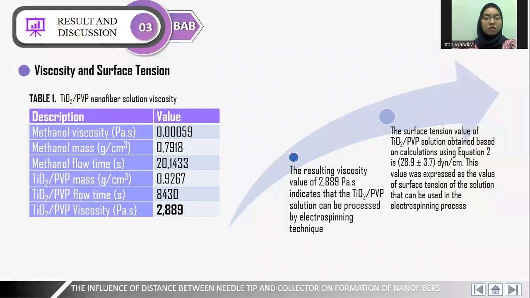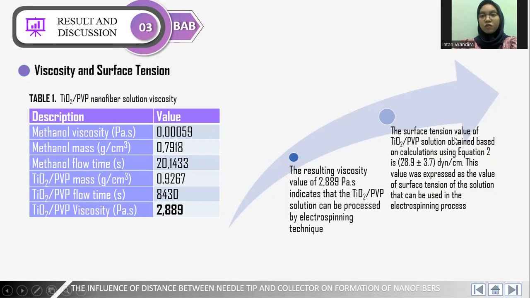The third part is results and discussion, viscosity and surface tension. This is table 1, result of viscosity measurement. The resulting viscosity value of 2.889 Pascal second indicate that the TiO2 PVP solution can be processed by electrospinning technique.